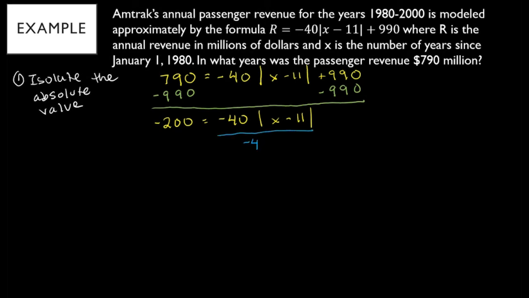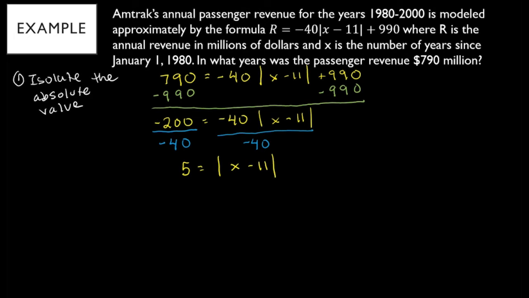I'm doing this in a different color just to offset it. And so now, just to be safe that I don't mess up my math, negative 200 divided by negative 40 gives us 5. So we have 5 equals the absolute value of X minus 11.